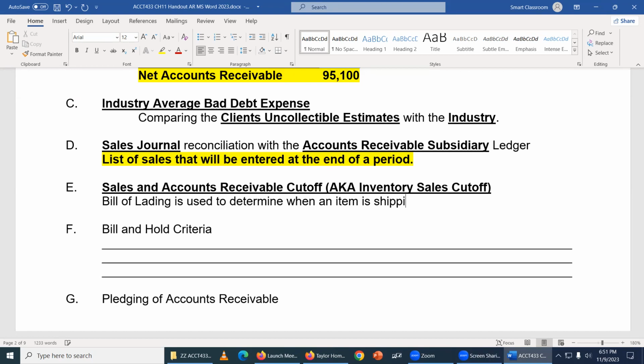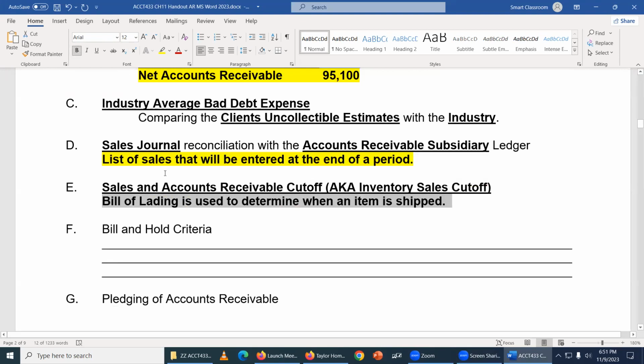And if you've been around in business, you'll hear people talk about holding the books open. Have you guys ever heard that term? That's when they record sales that are made after the end of the year, and they record them in the previous year. So they make their sales numbers or whatever. So a bill of lading is usually used to determine what is shipped.